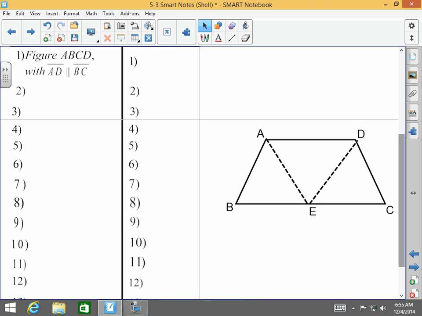Number 1, you have figure ABCD with AD being parallel to BC. So AD is parallel to BC. That is given. Number 2, AB is not parallel to DC. Just know that. AB is not parallel to DC. That's also given. Number 3, you can draw DE being parallel to AB. Okay?